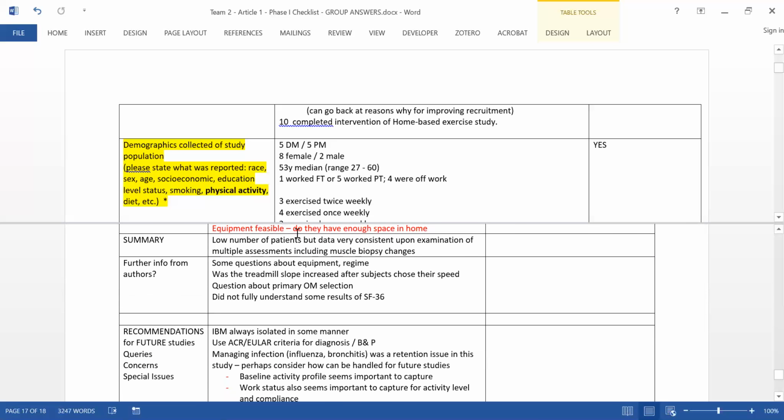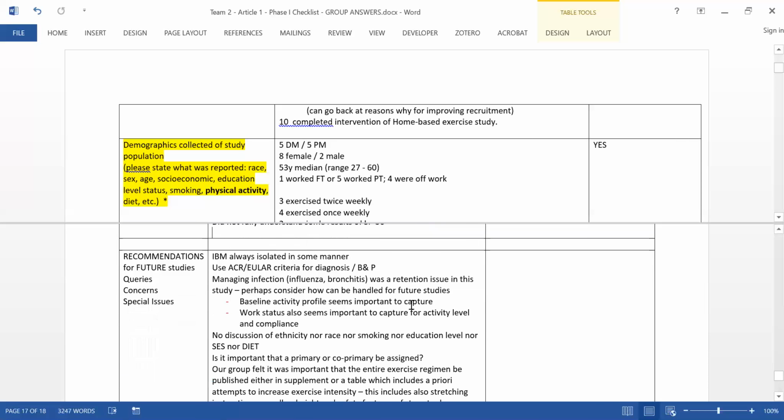But in summary, they felt that though this study was not a randomized controlled trial, they felt very confident about the results. Although there was a low number of patients, there were multiple methods and multiple levels of examining the impact of exercise, including muscle biopsy changes. And these were very consistent and correlated with each other.